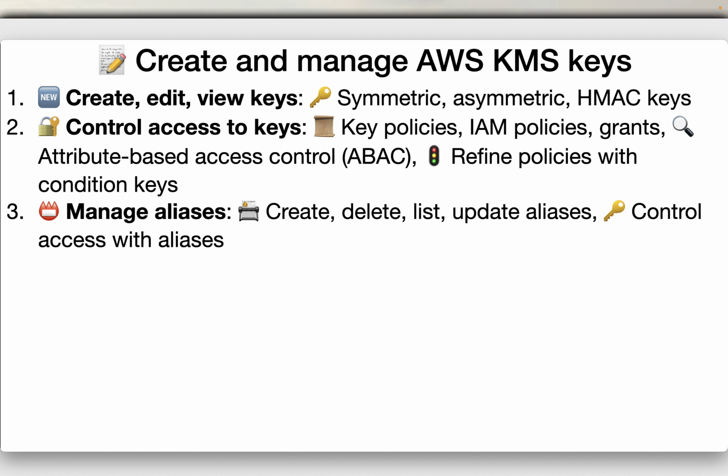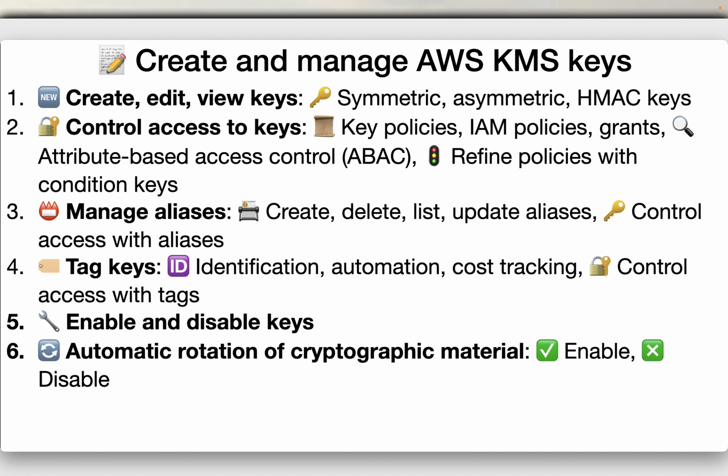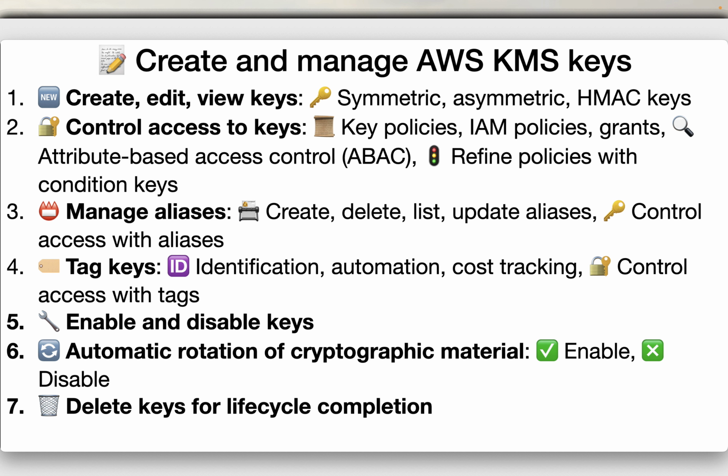Create, delete, list, and update aliases, which are the friendly names for your KMS keys. You can also use aliases to control access to your KMS keys. Tag your KMS keys for identification, automation, and cost tracking. You can also use tags to control access to your KMS keys. Enable and disable KMS keys. Enable and disable automatic rotation of cryptographic material in a KMS key. And delete KMS keys to complete the key lifecycle.